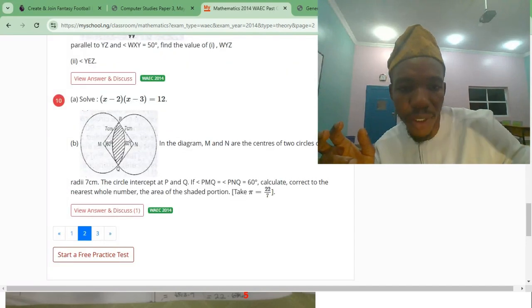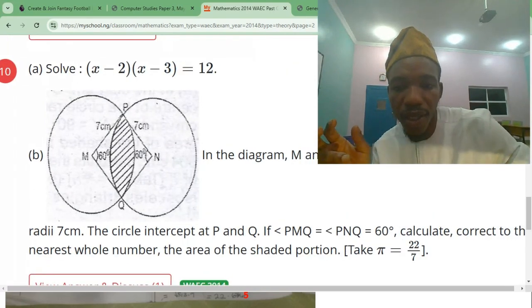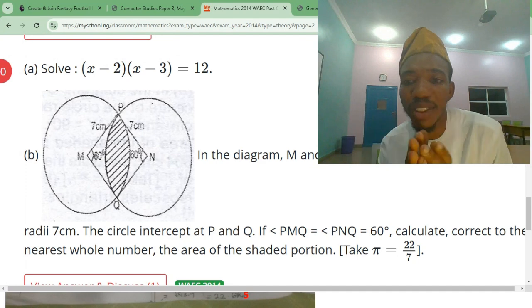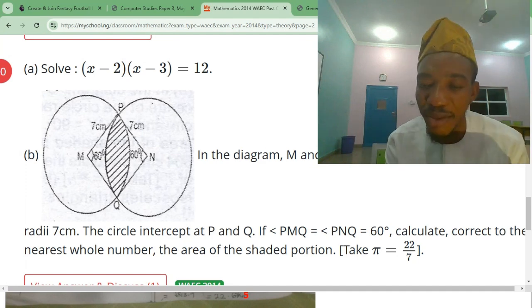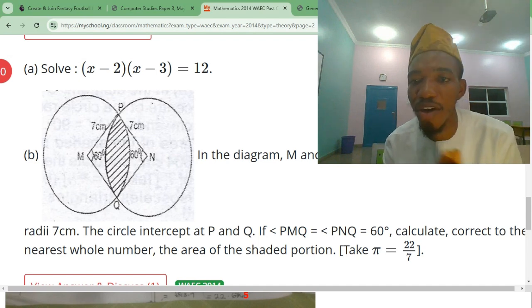Yes, number 10 question. This particular question. What you were doing is just you were supposed to find the area of a segment, which is the area of a sector minus the area of a triangle.